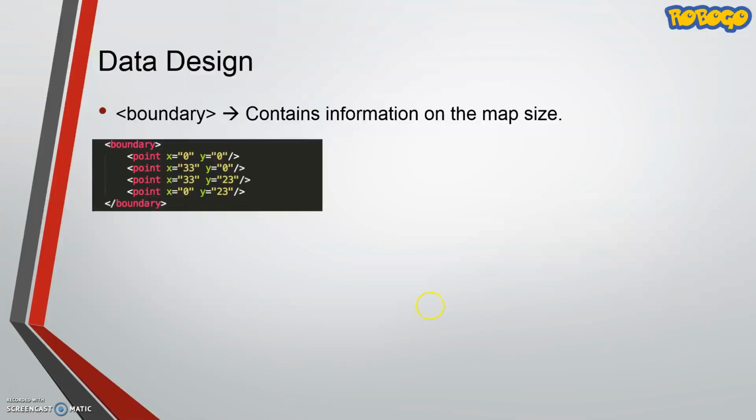Over here, if you can see, we use the X and Y coordinates to determine the start and the end, and of course if there are 4 points over here, it will state the four corners of the boundary. So it will be in a square or rectangular size.